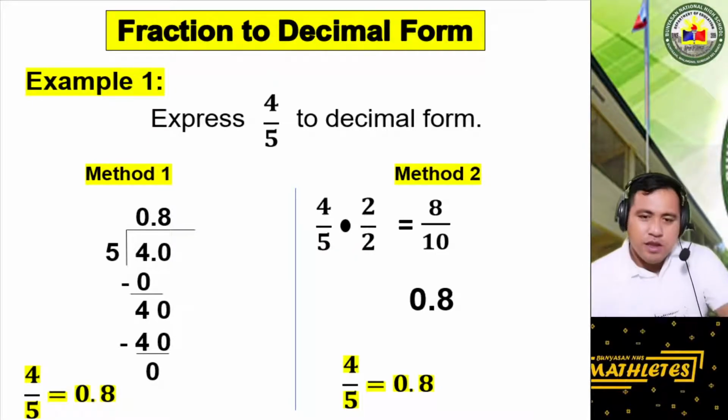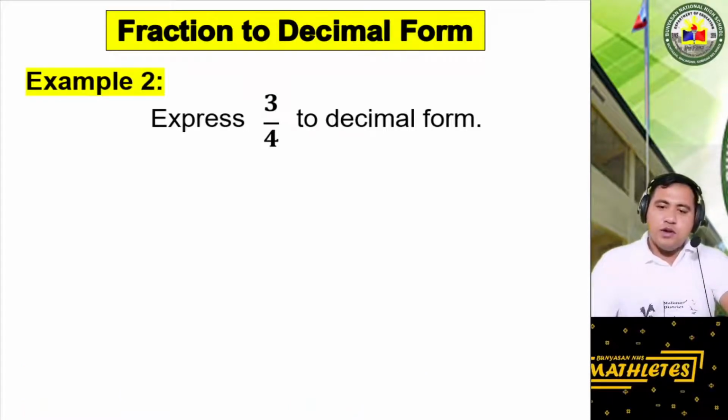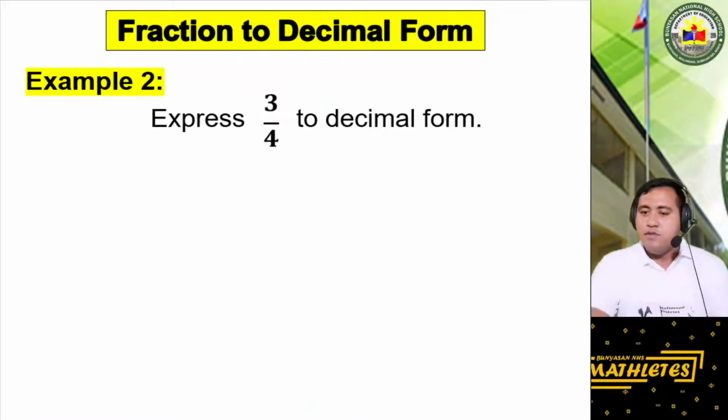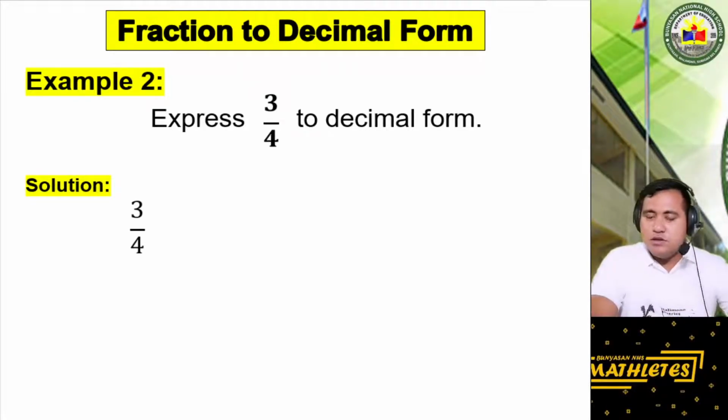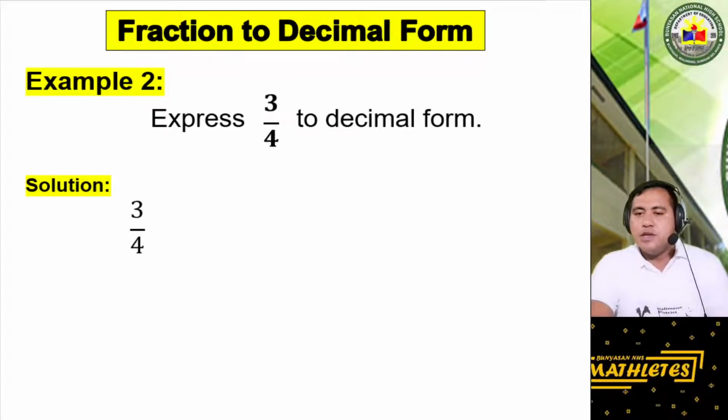Example number 2 is we are going to express 3/4 to decimal form. We'll focus on the second method, but you can use method number 1. Atong i-focus si method number 2 para ma-master nindo.